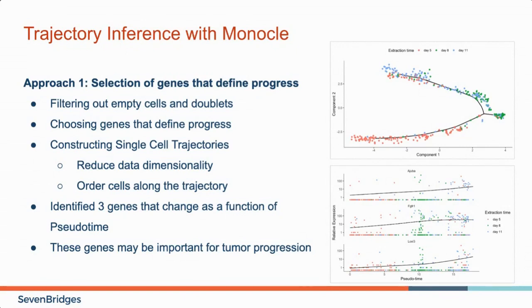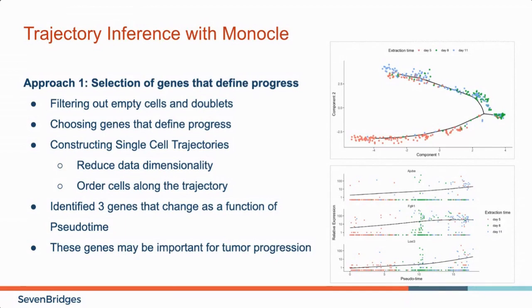On the top right plot, we show a trajectory along which Monocle placed individual cells. By selecting differentially expressed genes at the beginning of the analysis, we enforce this trajectory to be in alignment with changes in endothelial cells over time.